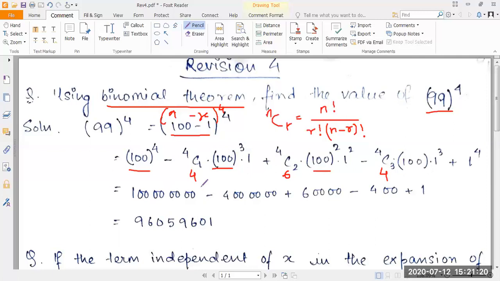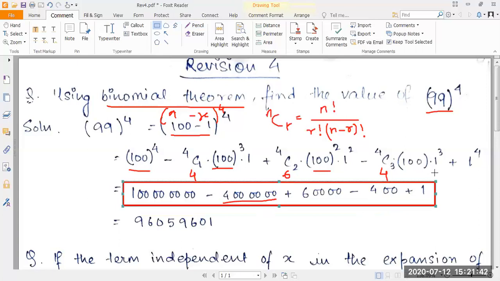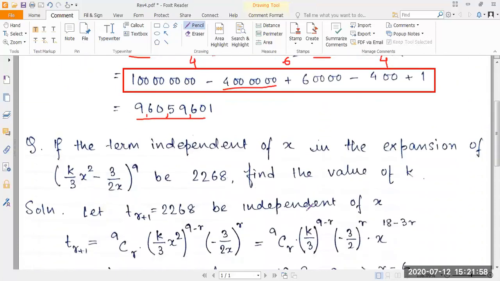So we get 100 to the power 4 minus 4 times 100 cube. Then we have 4C2 into 100 square, so that's 6 into 100 square. And then minus 4 into 100 and then plus 1 to the power 4, so that's 1. Next we just simply do this addition and subtraction calculation, which is obviously way easier than doing 99 whole to the power 4. And so that gives me the answer 96,059,601. Okay, so that's the first sum done.